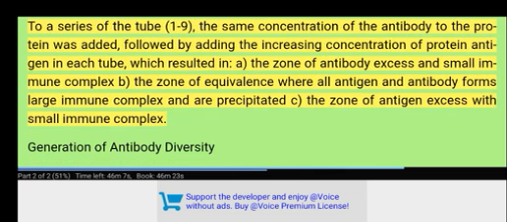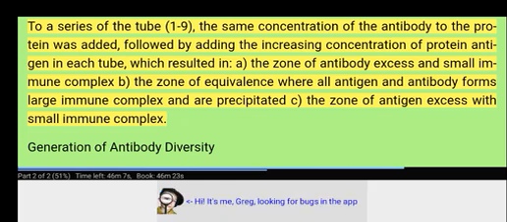To a series of tubes 1 to 9, the same concentration of the antibody to the protein was added, followed by adding increasing concentrations of protein antigen in each tube, which resulted in: A, the zone of antibody excess and small immune complexes; B, the zone of equivalence, where all antigen and antibody form large immune complexes and are precipitated; and C, the zone of antigen excess with small immune complexes.